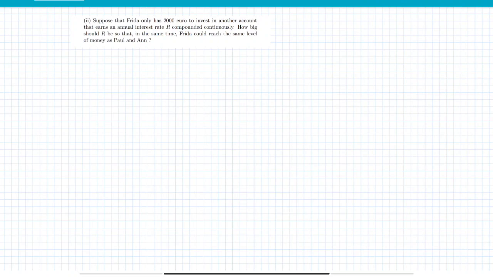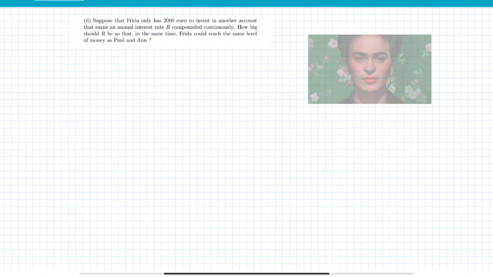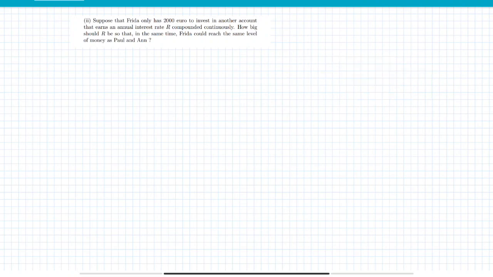In the second task, we have Frida, who invests 2,000 euros in her bank account with some particular interest rate. Don't forget that here it is also continuous compounding. The time is the same as Paul and Anne have, and they say that the money she wants to earn is supposed to be the same as Paul and Anne had. So the only difference is supposed to be the interest rate.